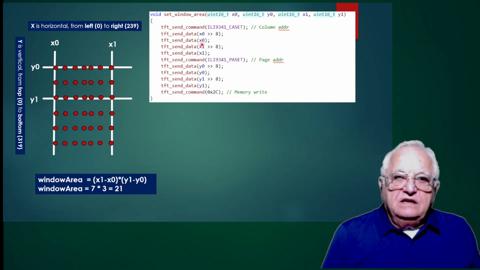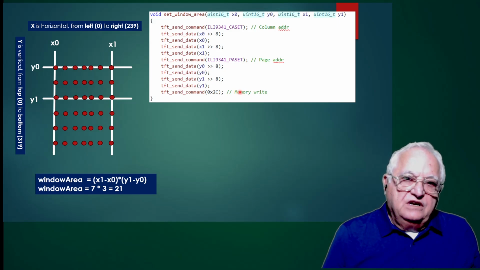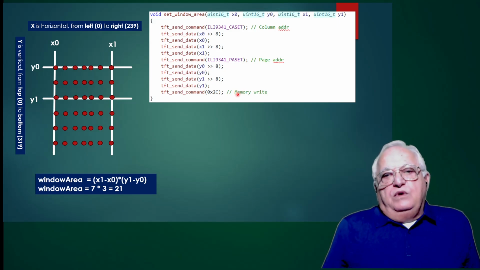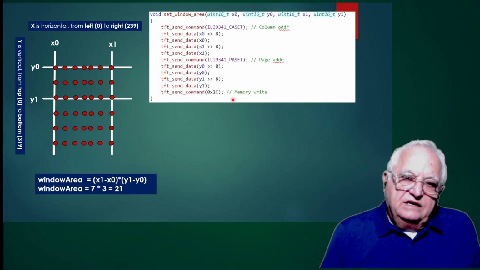After I completed both of these commands, then I send the 0x2C, which is the memory write. That means, okay, I'm done. Now store it in RAM. So you're going to use it. Okay, at this point, we have our area selected.